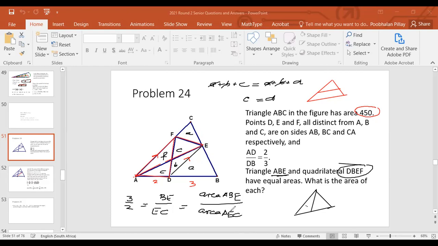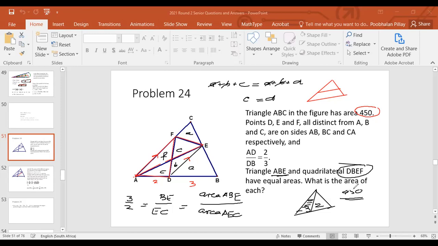So what have we got? I'm going to just look at this small picture here to illustrate what's going on. We've got the ratio of these two areas is 3:2. This is my ABE. This is the thing that I'm looking for. It's going to be 3:2. But we know the area of the entire thing, ABC, right? That was given as 450. So what do we know? We need to find the area of this.